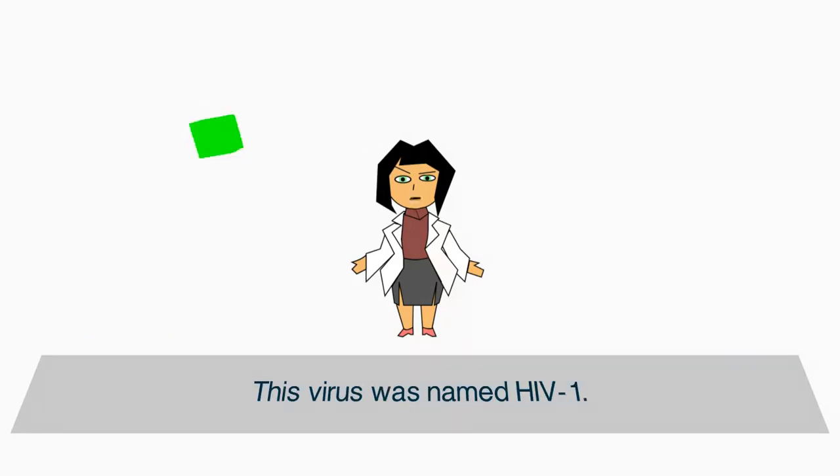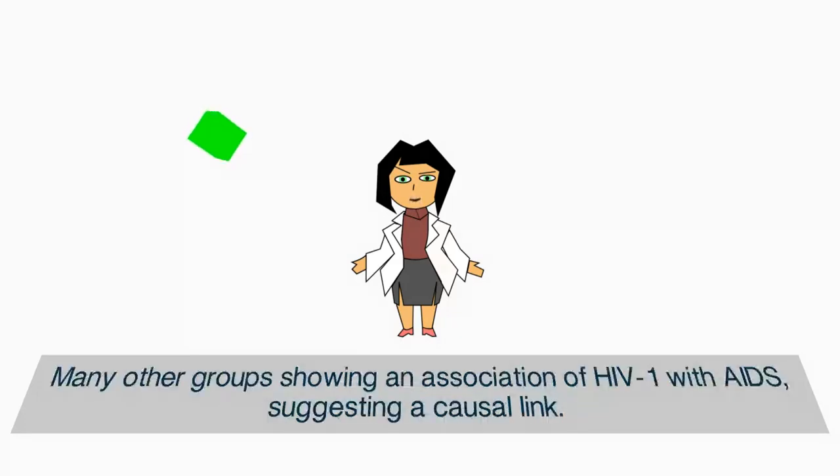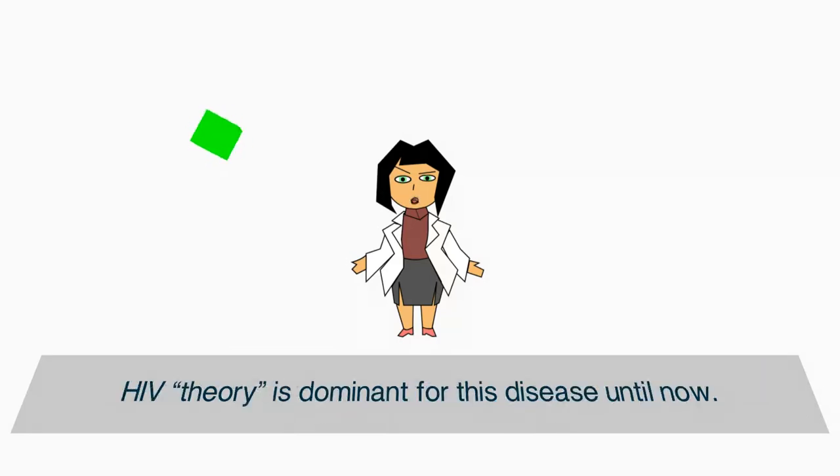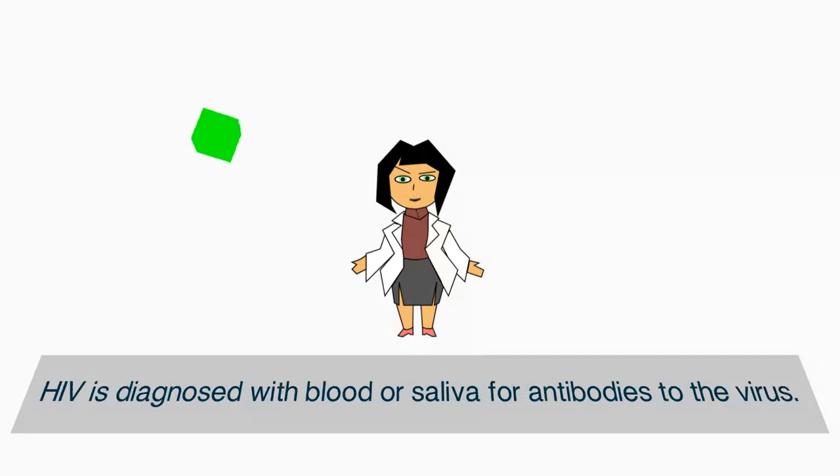This virus was named HIV-1. Many other groups showed an association of HIV-1 with AIDS, suggesting a causal link. The HIV theory is dominant for this disease until now. HIV is diagnosed with blood or saliva tests for antibodies to the virus.